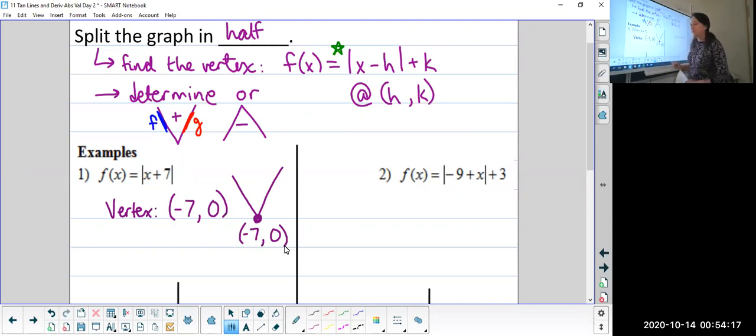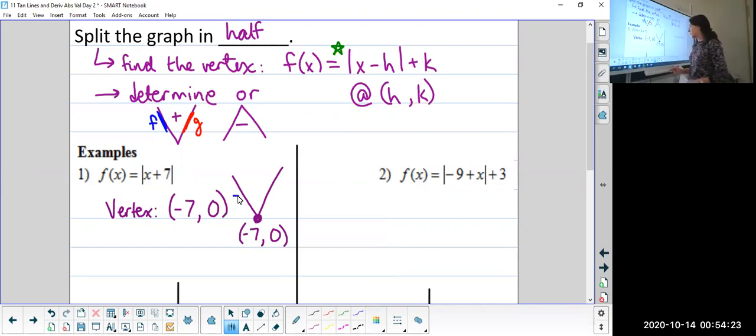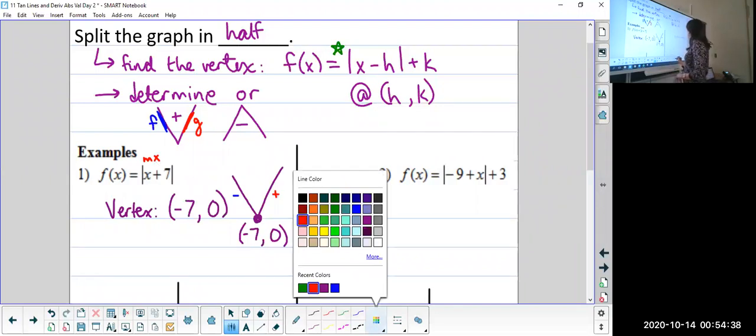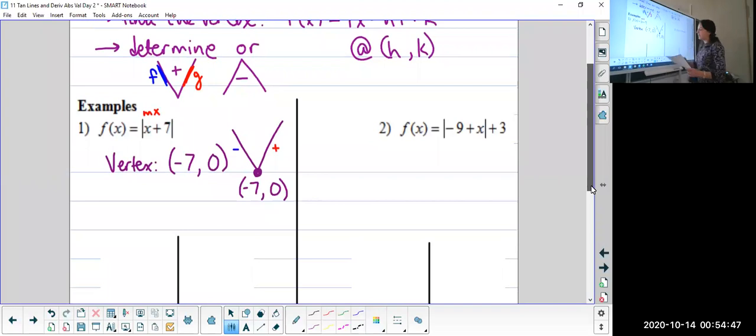To the left of the vertex, that is a negative linear function. To the right of the vertex is a positive linear function, and they both have the same slope. Look right there, mx, that slope on the x is a 1. So to the left, we are dealing with a -1 slope. To the right, we are dealing with a positive 1 slope. Here's how that gets written up.